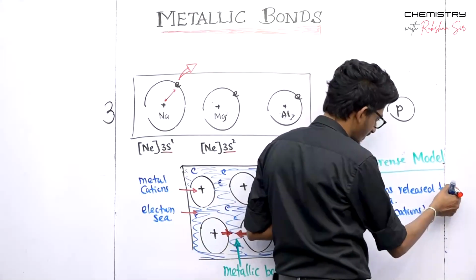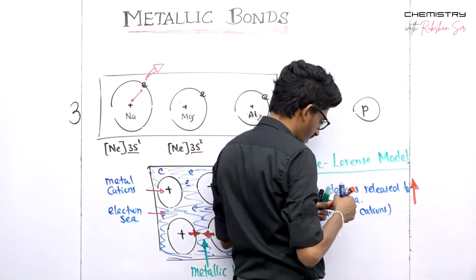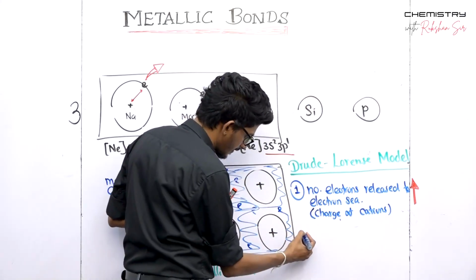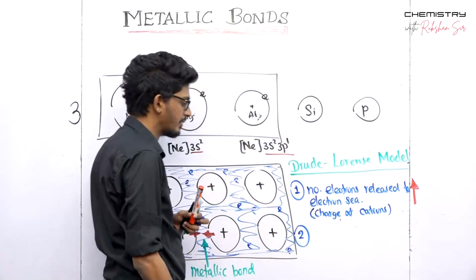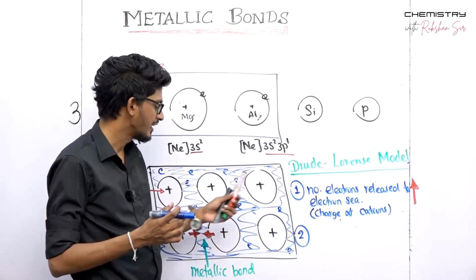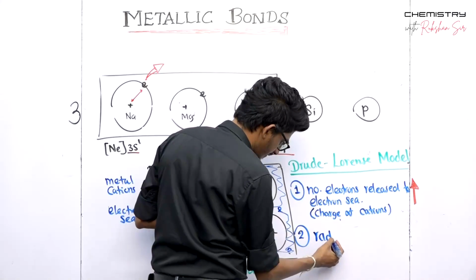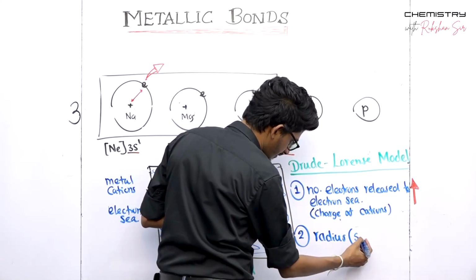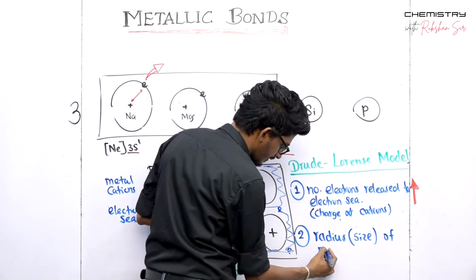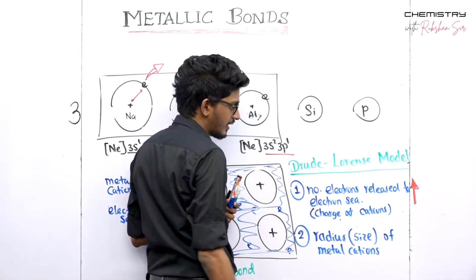So when this is high, your metallic bonding strength will be high. The second factor which affects the metallic bonding strength is the radius or the size of the metal cations. Radius or size, both are the same. Greater the radius means greater the size of the metal cations.